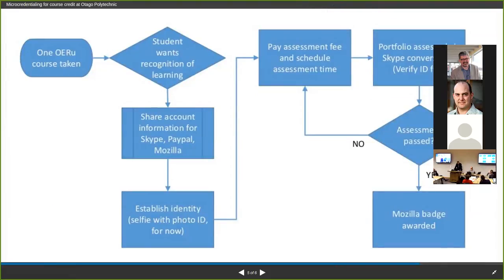Okay, so here's the how behind it. They take the course and then they decide that they want to have the badge, the recognition of learning. Before they can get the badge, they have to sign up for various services. Specifically, we use Skype to do the assessment because it's an in-person conversation about the portfolio. It's not an exam. That's probably why it costs something.